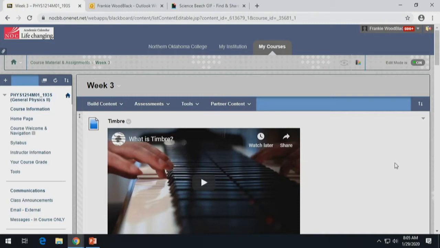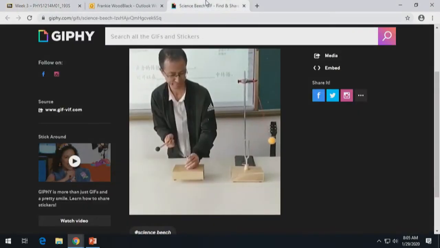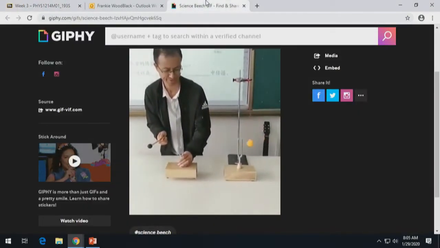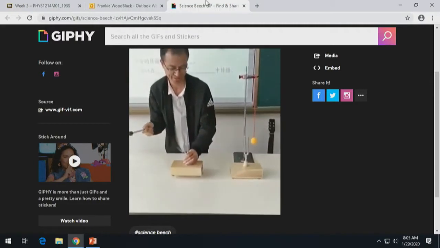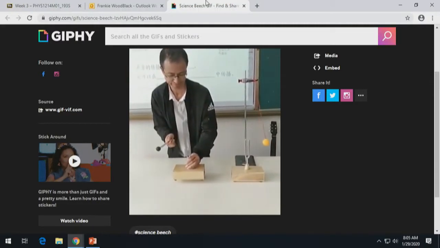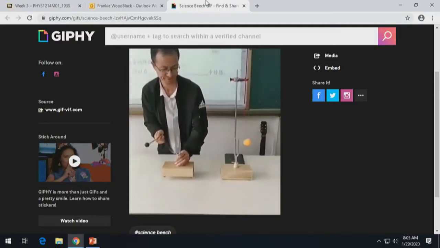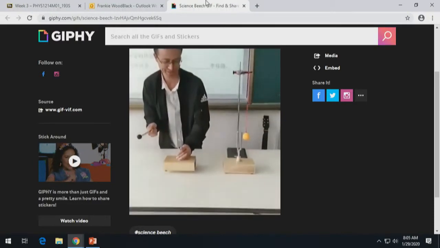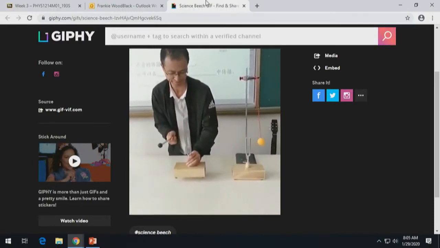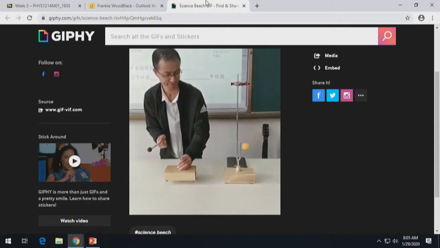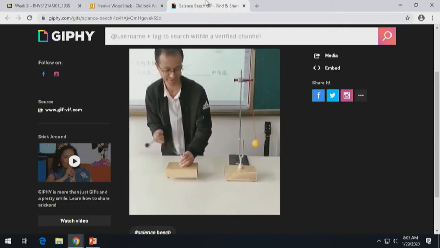And we've talked about so far that waves transmit energy, and this really demonstrates it pretty drastically. We've got a guy that's hitting a tuning fork that's causing the other tuning fork to resonate, and it's causing the ball to move. So waves do transmit energy, and this is actually using sound waves.